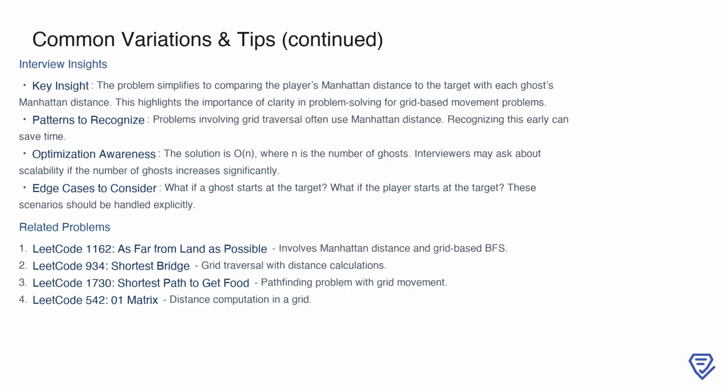Edge cases are also important to consider, such as situations where a ghost starts at the target or the player starts at the target. These scenarios require explicit handling to ensure the solution is robust. Lastly, exploring related problems like grid-based BFS or shortest path problems can help reinforce these concepts. Examples include LeetCode 1162, 934, 1730, and 542, all of which involve grid traversal and distance calculations.